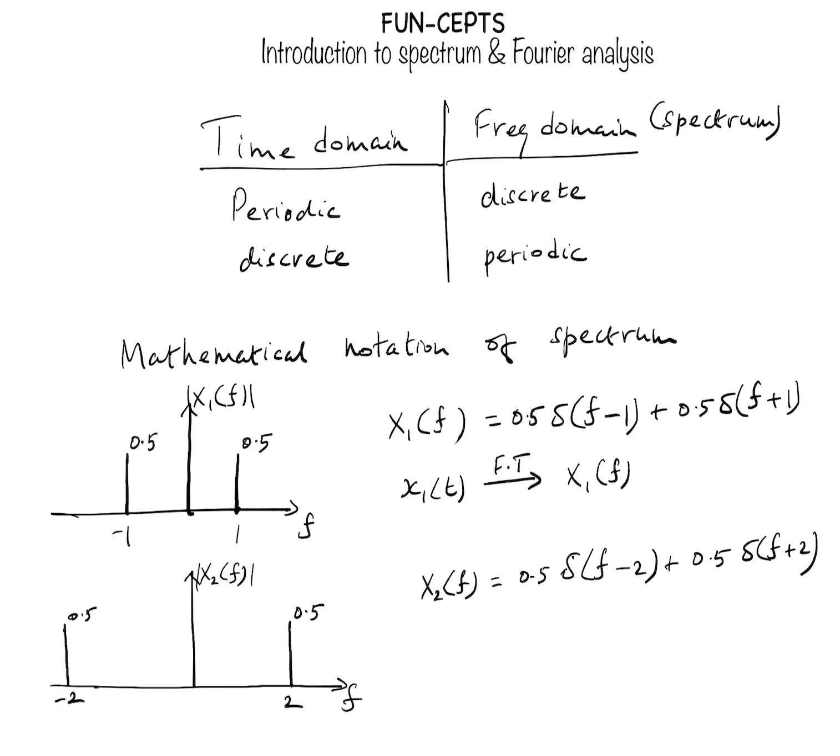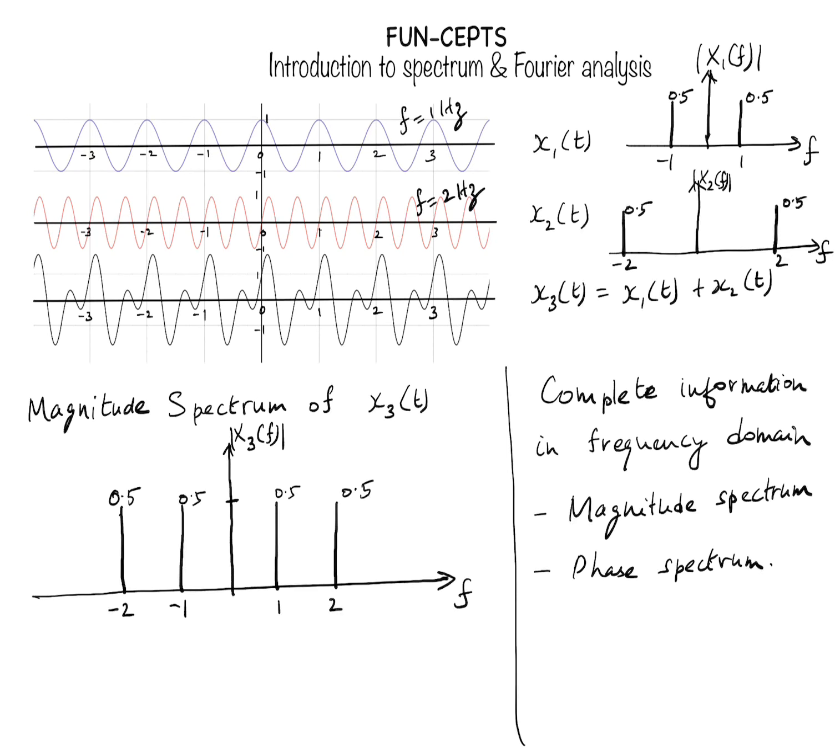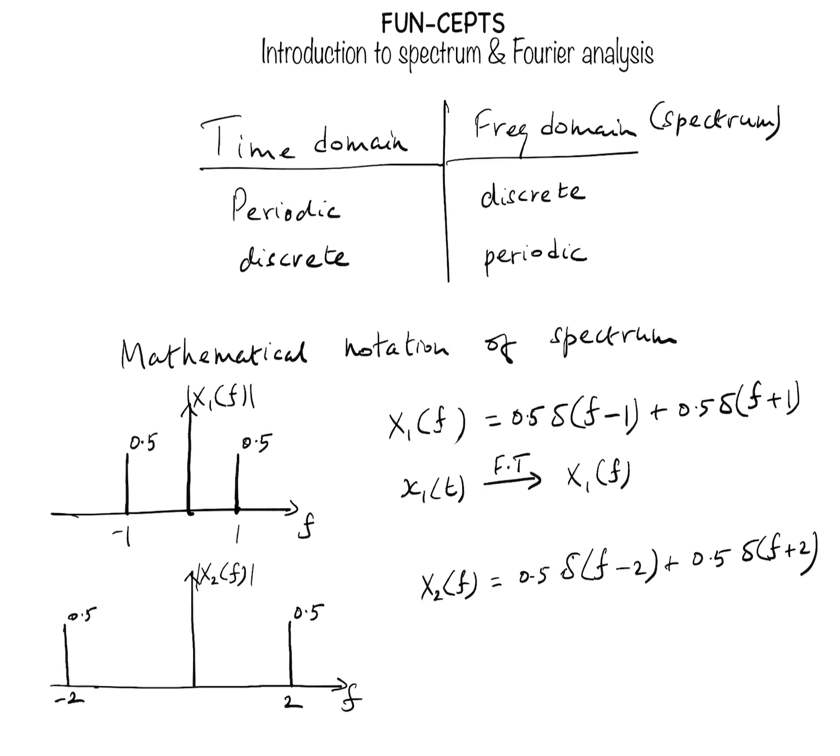So that's the mathematical notation for the spectrum of each of those signals, x1 of t and x2 of t. Again, just to elaborate this a bit further, x1 of t happens to be a cosine wave of frequency 1 Hz and amplitude 1 volt. So if we had to write the mathematical notation for x1 of t, it would simply be x1 of t is equal to cosine 2 pi ft. F is equal to 1, so it is cosine 2 pi t.